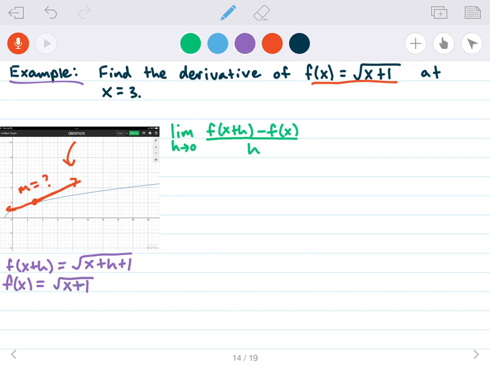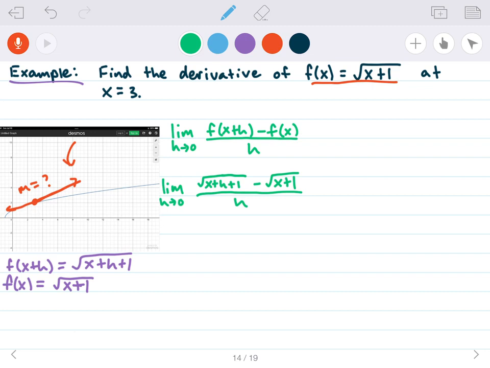And so I can just plug in what I have. I have the limit as h goes to 0 of the square root of x plus h plus 1, all under the radical, minus the square root of x plus 1, and that is going to be over h. Okay? So at this point, we can't really do anything to the numerator. We can't simplify or combine like terms. And if we try to plug in 0 for h now, we're still going to get an undefined denominator.